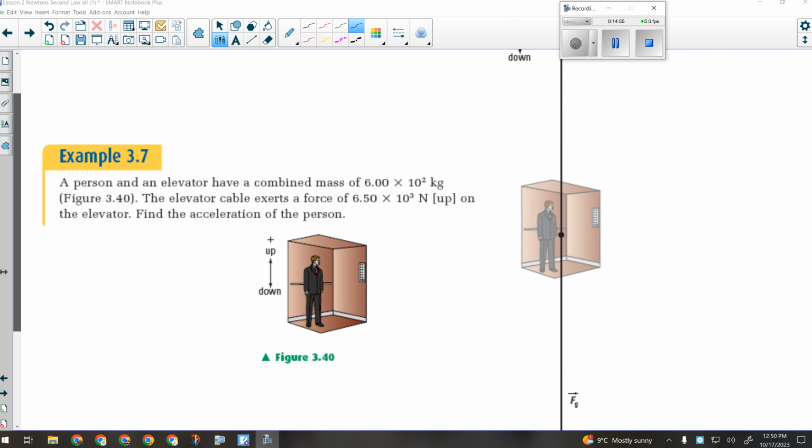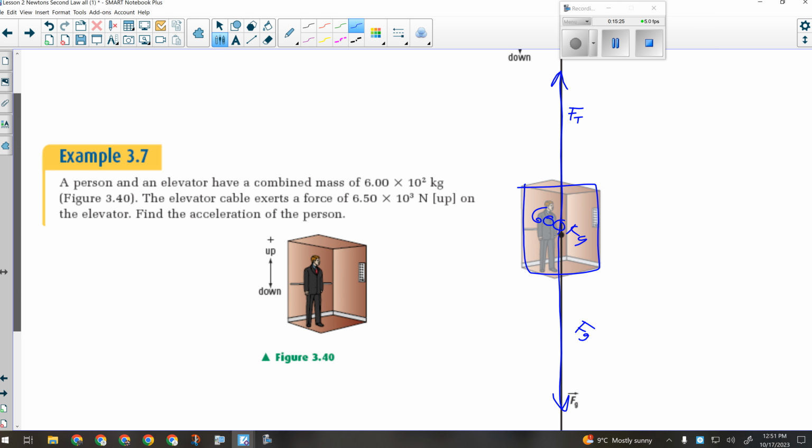All right, so in this elevator question, we have two forces. We know that there's tension up and there's gravity down. It tells me that the mass of the person and the elevator is 600 kilograms. So this is going to be my free body diagram. I've got my rectangle and my mass inside.